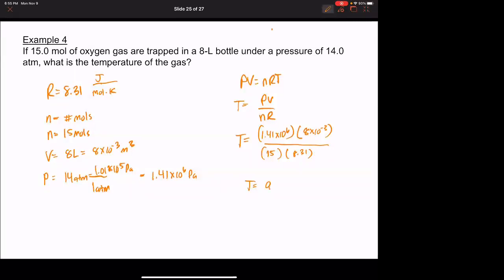92.84 degrees Kelvin, or just Kelvin? It's not degrees Kelvin. 92.84 Kelvin. How do we do? I just need to remember to convert the volume and the atmosphere. Right. Yeah, that's the killer.